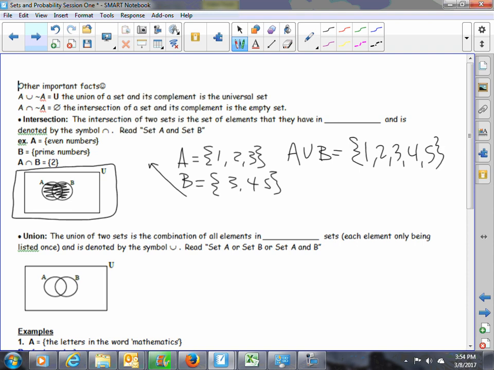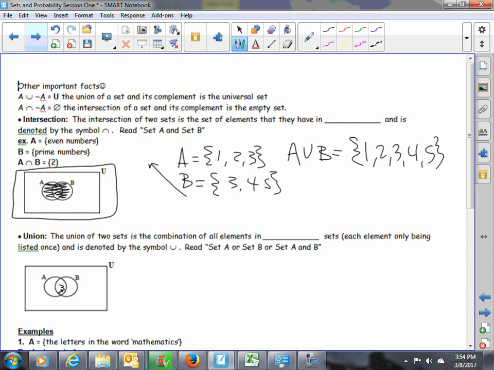Now notice 3 is in both sets, but we don't list it twice in the union because elements are either in a set or they aren't in a set. So to list 3 twice would still just be saying that 3 is in the set. It doesn't make it any different from 3 being listed once. So the union of the sets A and B is a set where all the elements that we find in A or B or both get to be in the union.